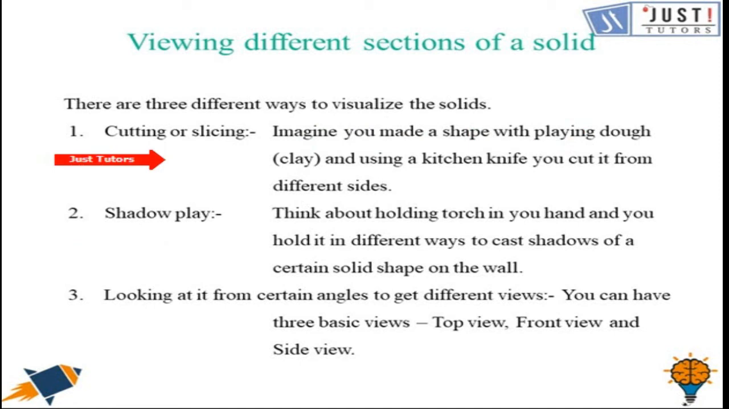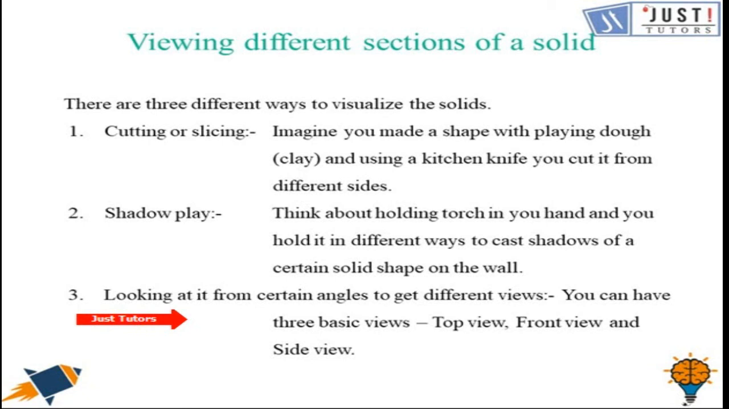Cutting or slicing a solid will result in its cross section, which is one way of viewing it. The next one is shadow play. We observe the 2D shadow of a 3D solid, which is another method of viewing a solid. Shadows of solids are of different sizes depending on the position of the solid and the position of the source of light. The last one is looking at it from certain angles to get different views. Basically you can have three views: the top view, the front view and the side view.